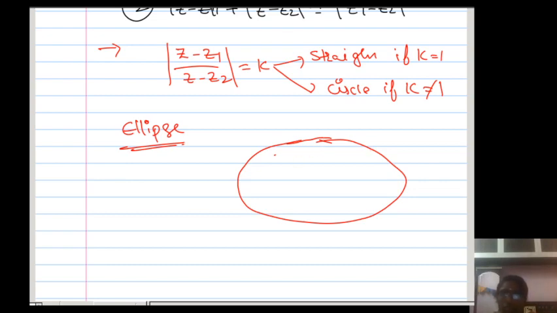See here, let us say any point on the ellipse. If you take the two fixed points, they are called foci. What are the foci here? The fixed points, that is S and S dash.